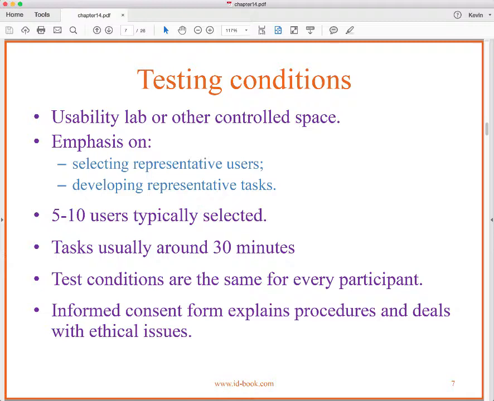And we need to get their informed consent, so we need to put together a form that explains the procedures and deals with all the ethical issues, such that they are informed, and being informed, they give their consent. The 2 parts of informed consent.